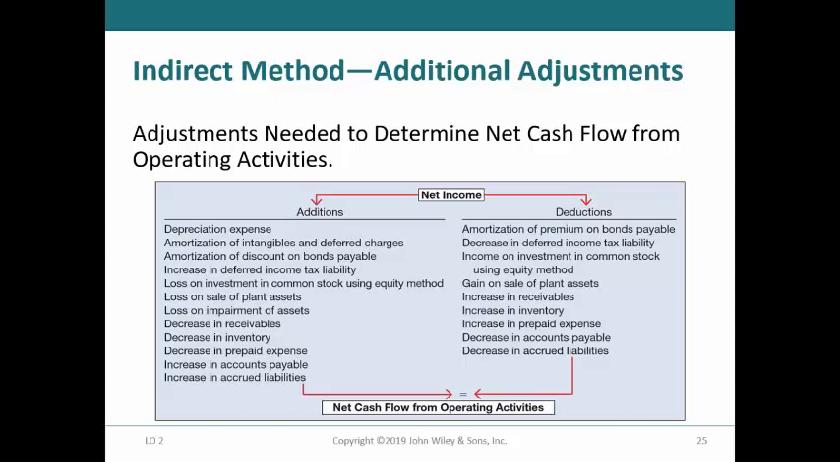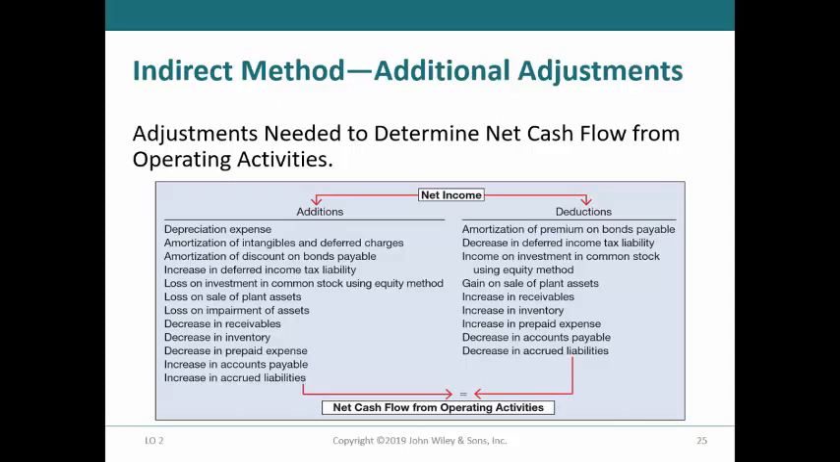On the right side are the subtractions that should be made to net income. These include amortizations of bond premiums and investment income recorded using the equity method of accounting. There are also gains on the sale of plant assets that should be subtracted because the proceeds from sales of assets are included in the investing activities section.